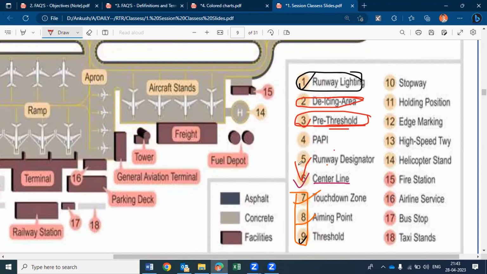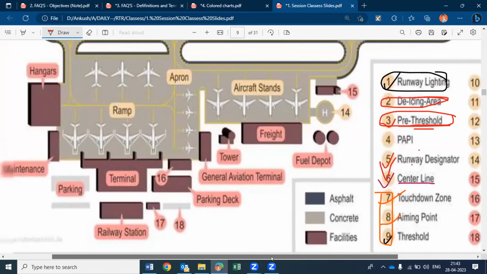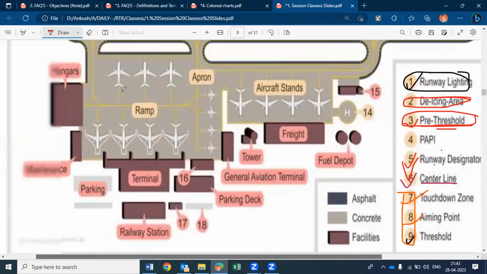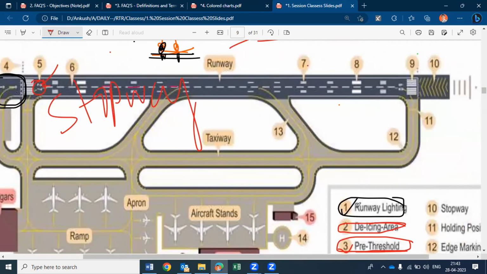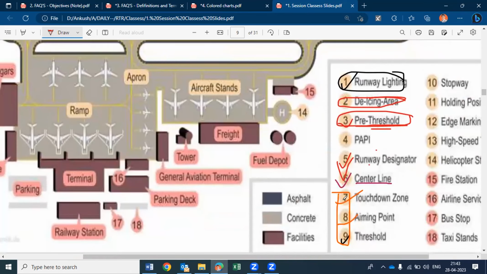Yes, sir. So the runway designator means the number that is given on the runway is actually the angle between the center line of a runway and the earth magnetic field, especially from magnetic north, so that you can conclude the angle. Now the first and second, runway lightings you may see sometimes.